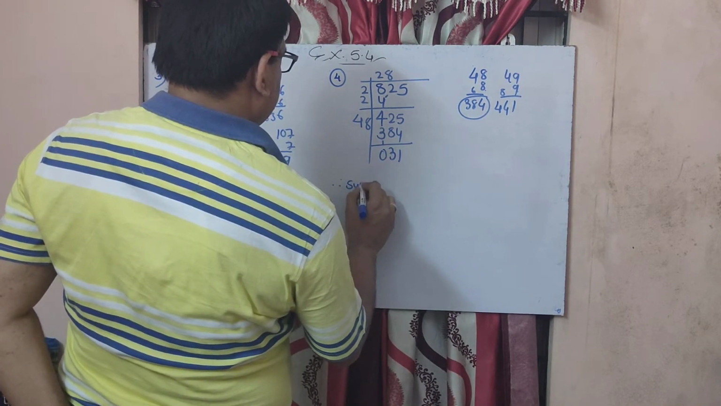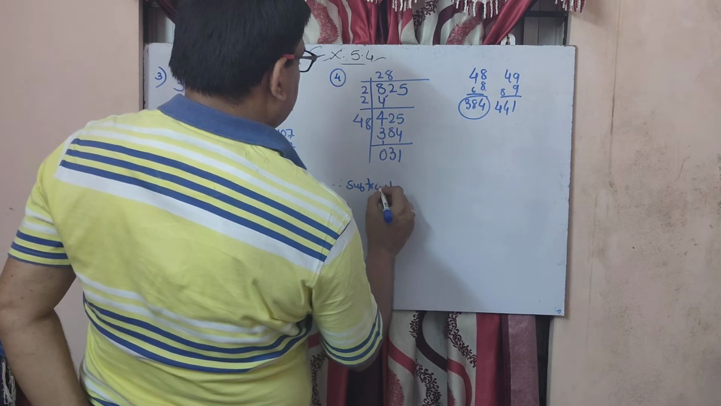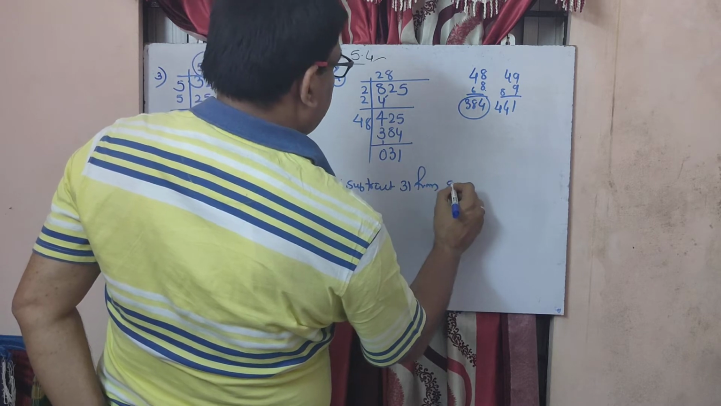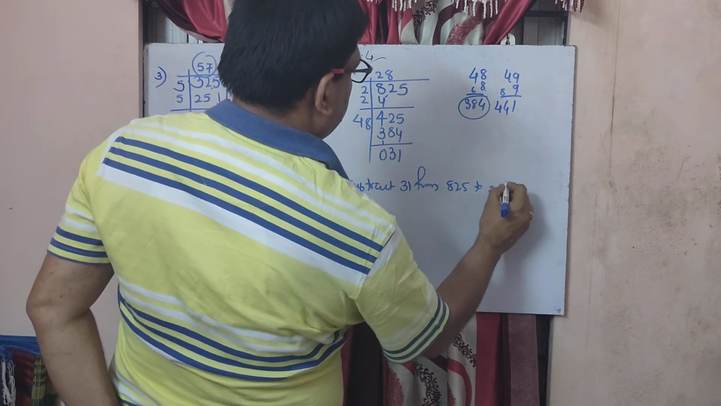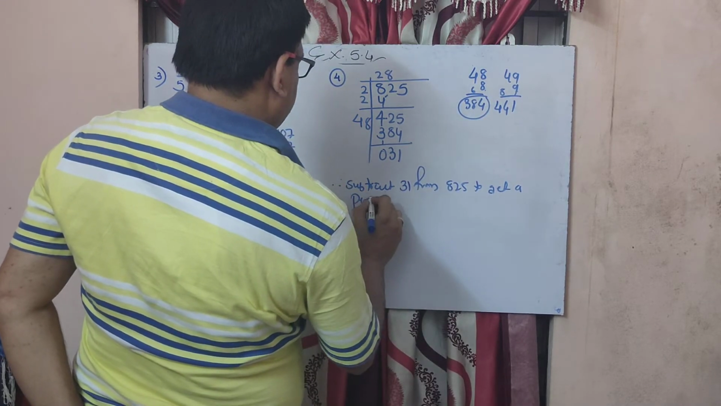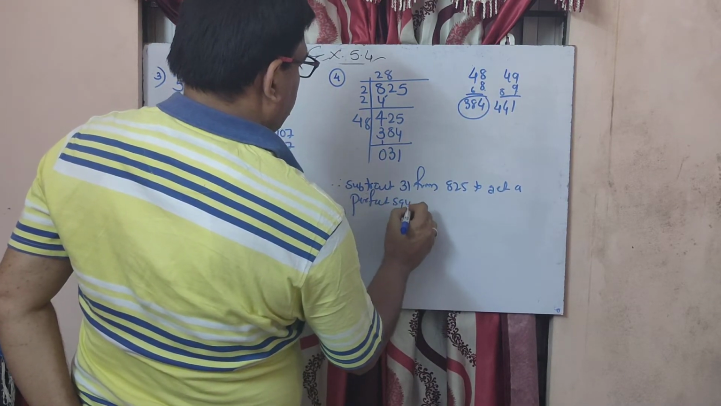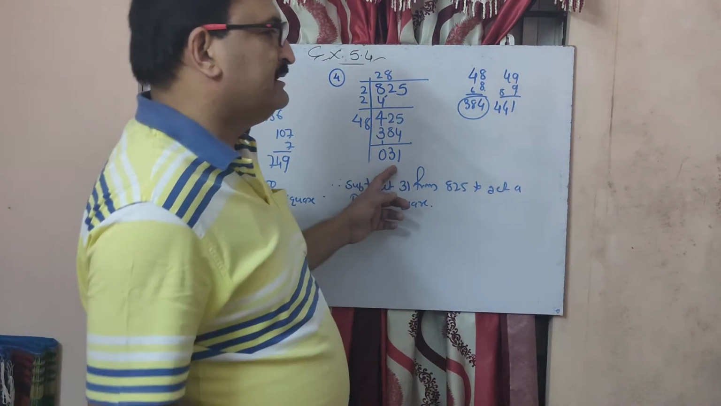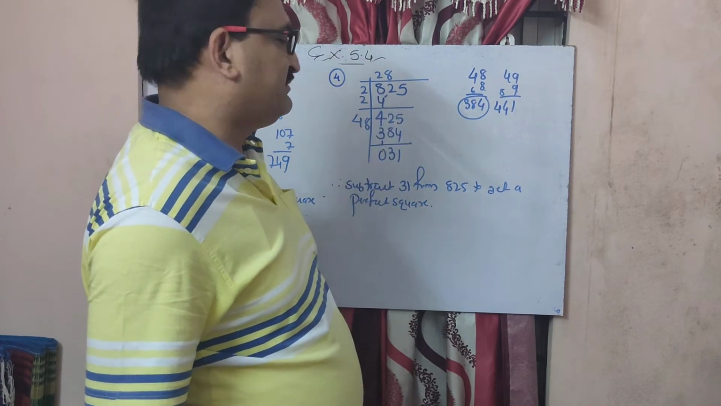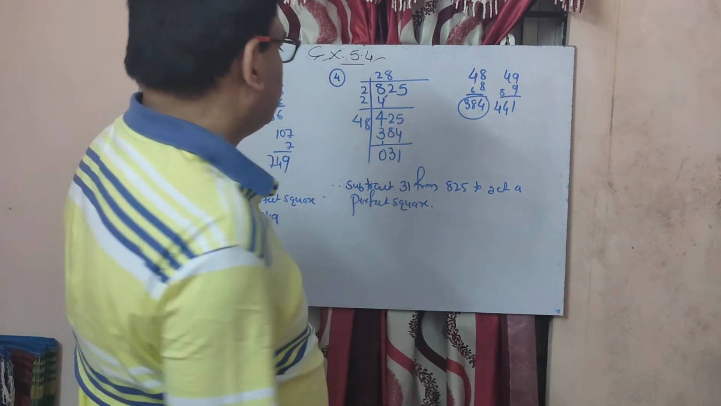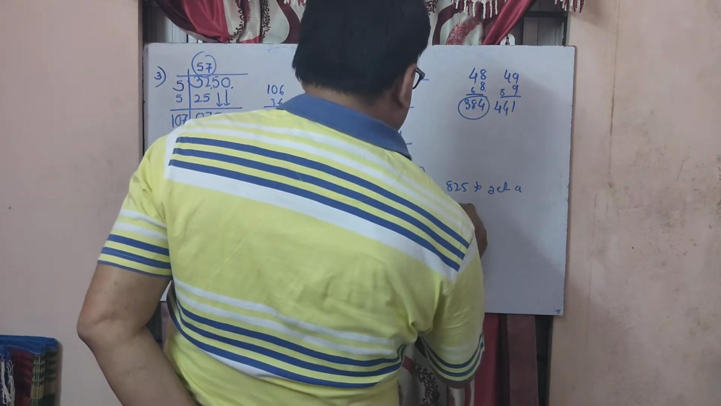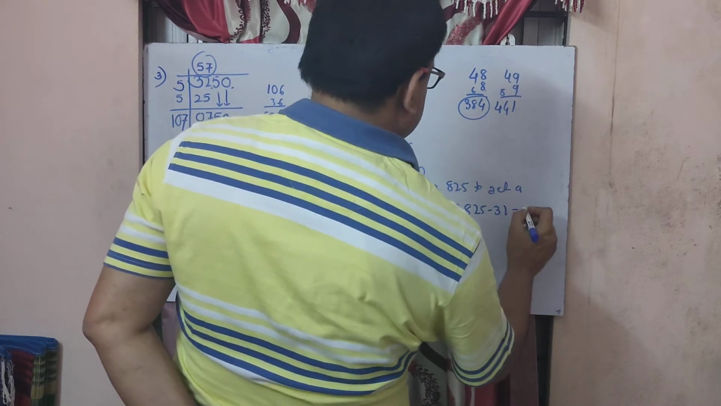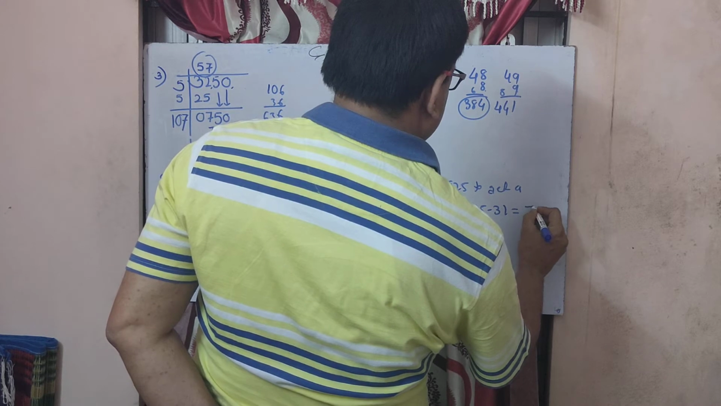So now again, therefore subtract 31 from 825 to get a perfect square. Whatever the remainder will be, you have to subtract this number from the given number, that is 825, so as to get a perfect square. So what will be the perfect square now? That is 825 minus 31. How much is it?